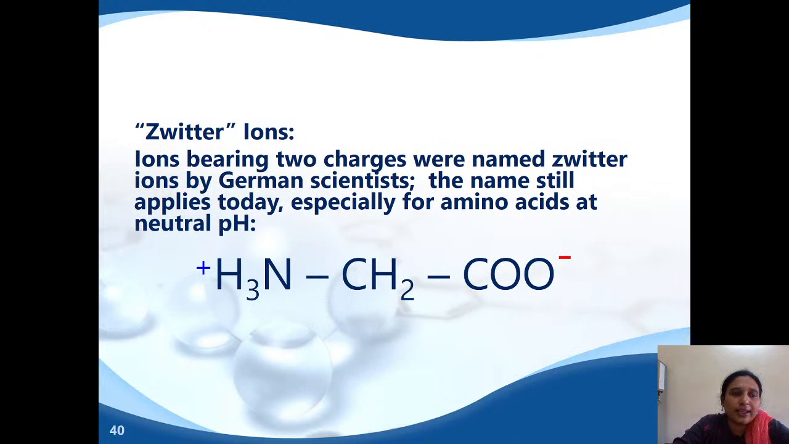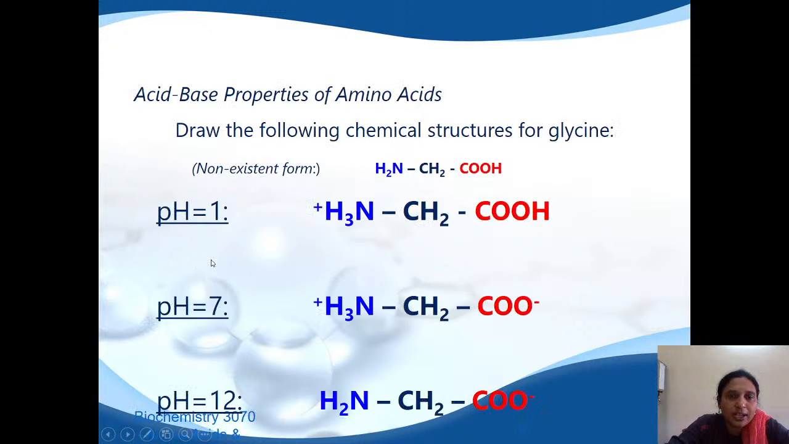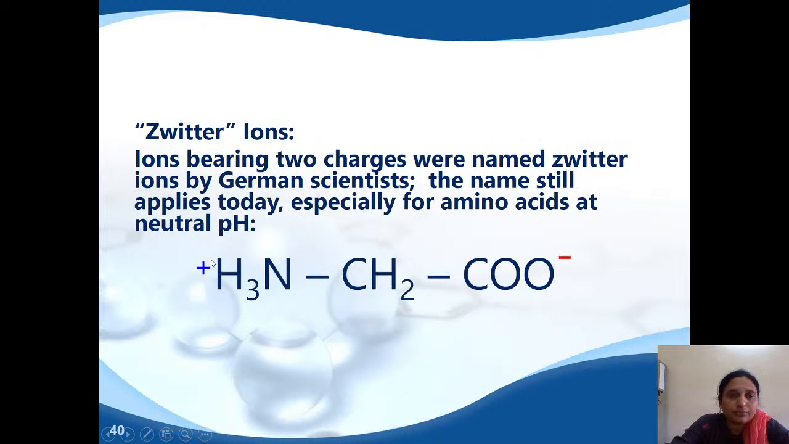And the next one is zwitterion. Zwitterion means, as most of the amino acids are diamino dicarboxylic acids, that it has an equal number of positive and negative charges at neutral pH. At neutral pH, as we have already discussed, these amino acids exist with a carboxyl group and an amino group, so they carry both a negative charge and a positive charge. So at neutral pH, these amino acids may exist as zwitterions.